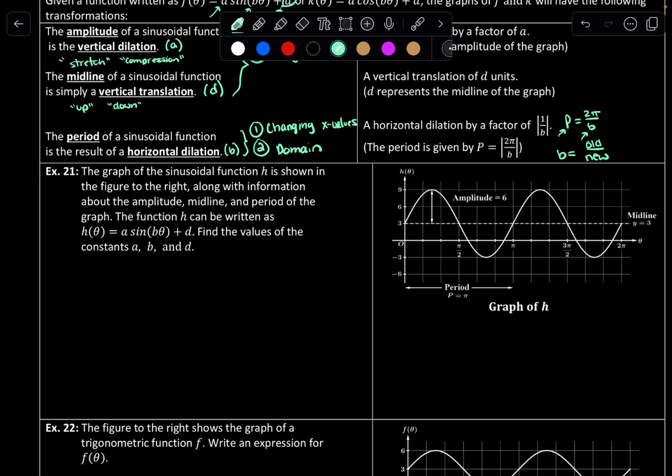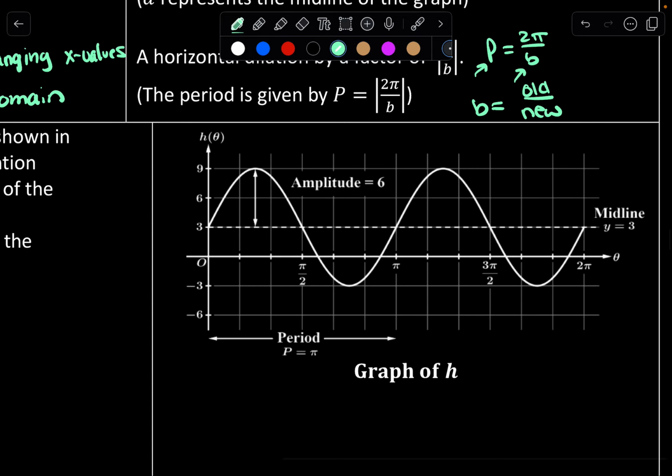So my suggestion, especially on the exam, don't do more than you're asked to do. They're not even asking you to write the function. They're just saying find a, b, and d. And because it's the first one, all of the information is in the sketch.